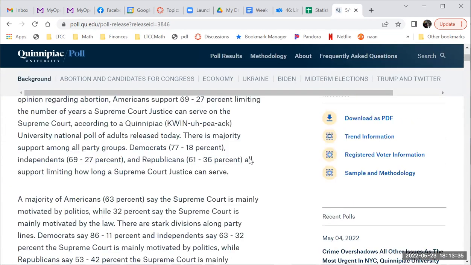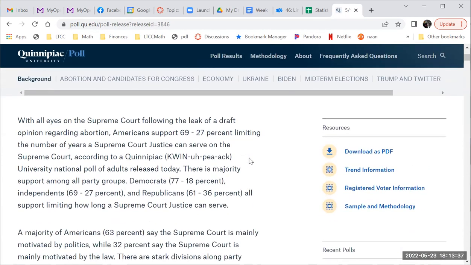It goes on and on, but it does show that Democrats support it, 77% support it, whereas Republicans, 61% support it, having a limit on how long the Supreme Court justices can serve. Okay, and this is very current. I think they finished this thing in May, and we're still in May, just to give you an idea. It's not an old article.